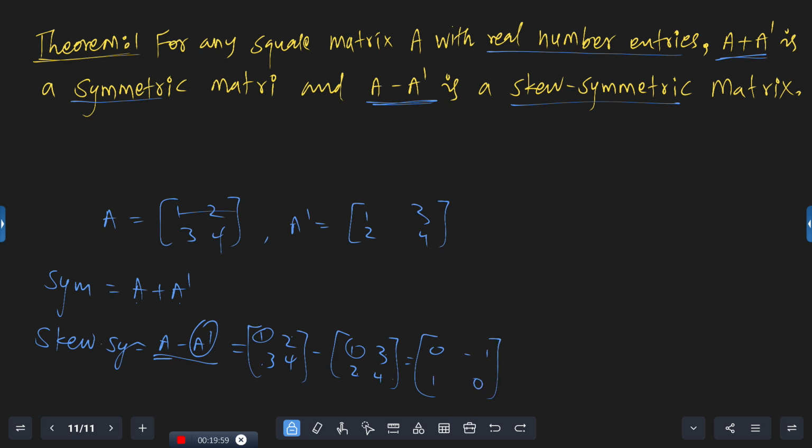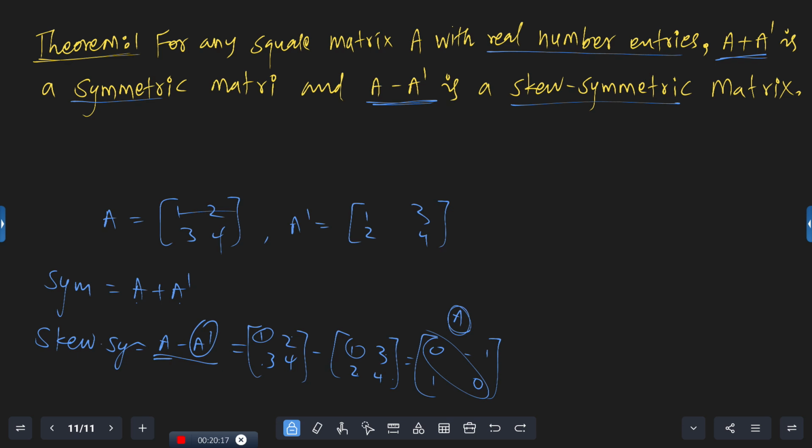Okay, skew symmetric matrix. What we said: the diagonal elements must be 0. Yes, we got it. And one more thing, if you take a transpose, surely you will be getting minus A. This is now the A matrix. If you take the transpose of this, you will be getting minus of A.